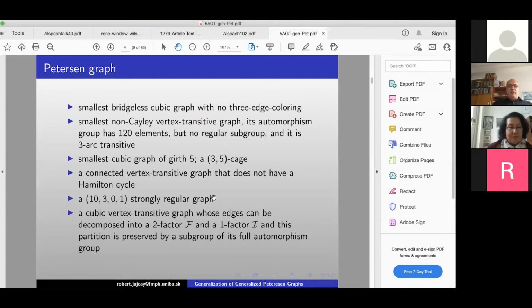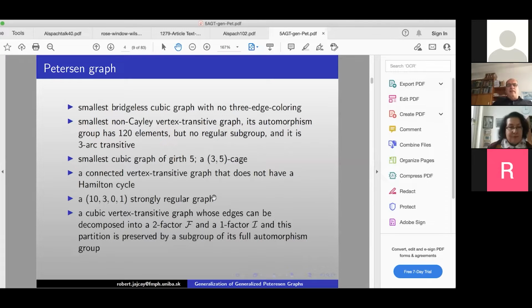And this is just a minor thing that I will get back to because it's based on a relatively recent talk by Brian Alspach in our webinar. So there is a subgroup of the full automorphism group that preserves a 2-factor and a 1-factor. The 2-factor being the outside and inside cycles, and the 1-factor being the spokes.